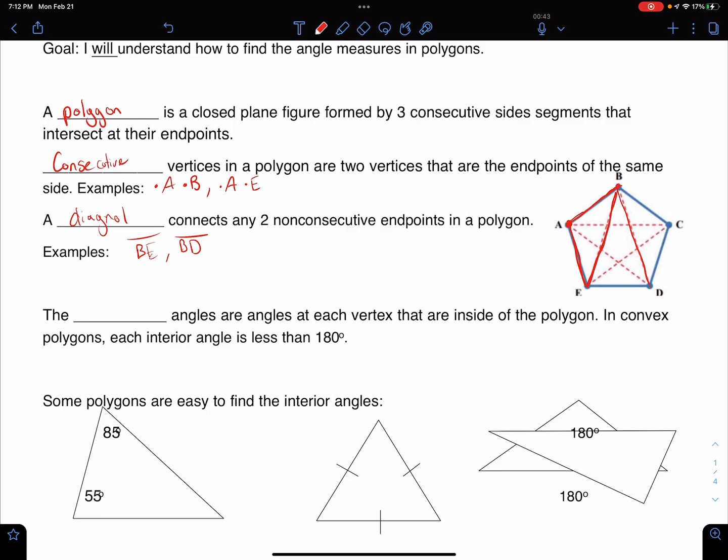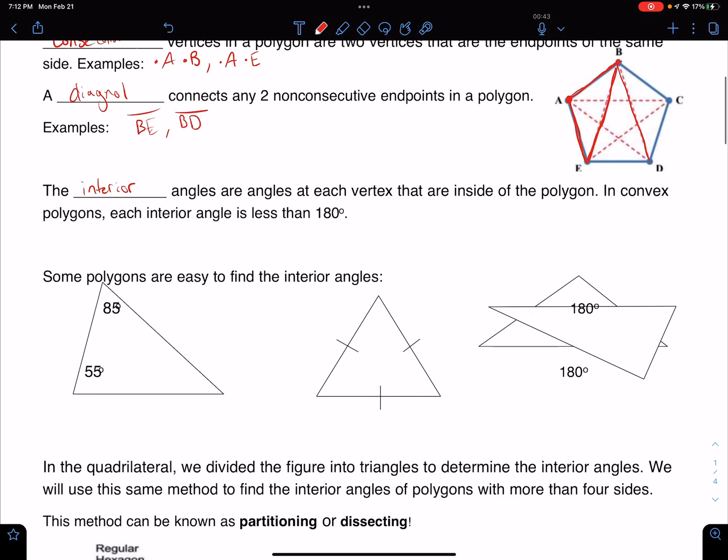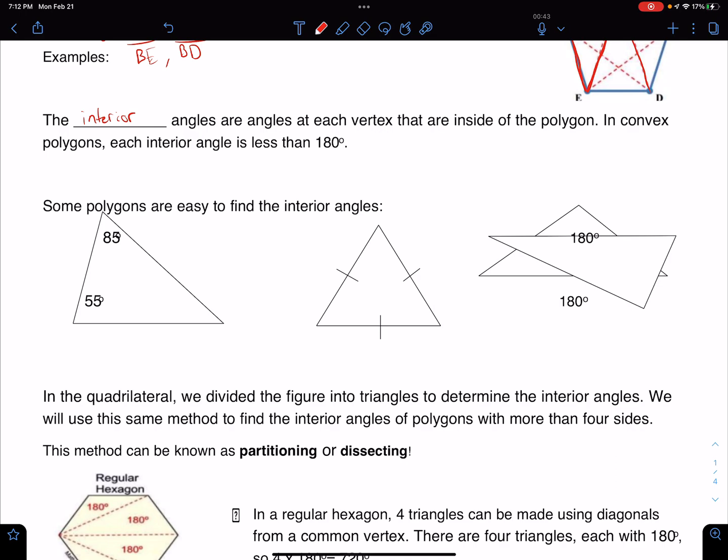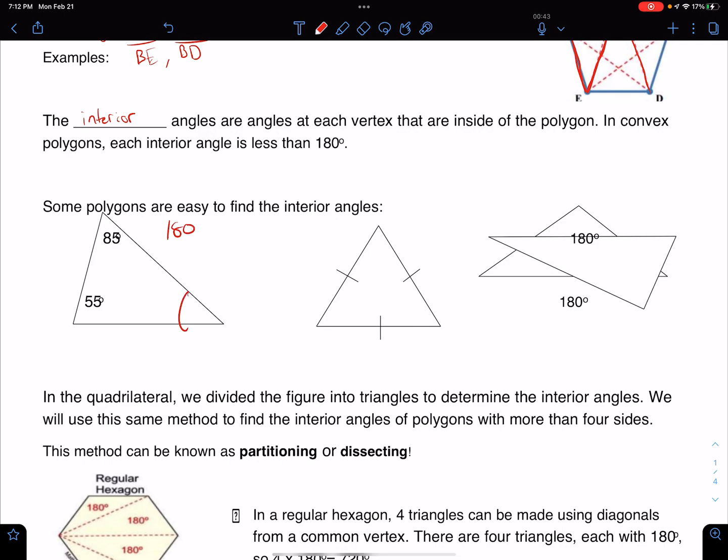Okay? So then we're going to talk about two different things today. One is called the interior angles. So they're on the inside. The interior angles are angles at each vertex that are inside of the polygon. So here are some easy ones. Some polygons are easier to find than others. The first one is a triangle. So there's 180 degrees. How do I find that angle? I say 180 minus 85 minus 55 is equal to what? And you would say 40 degrees.